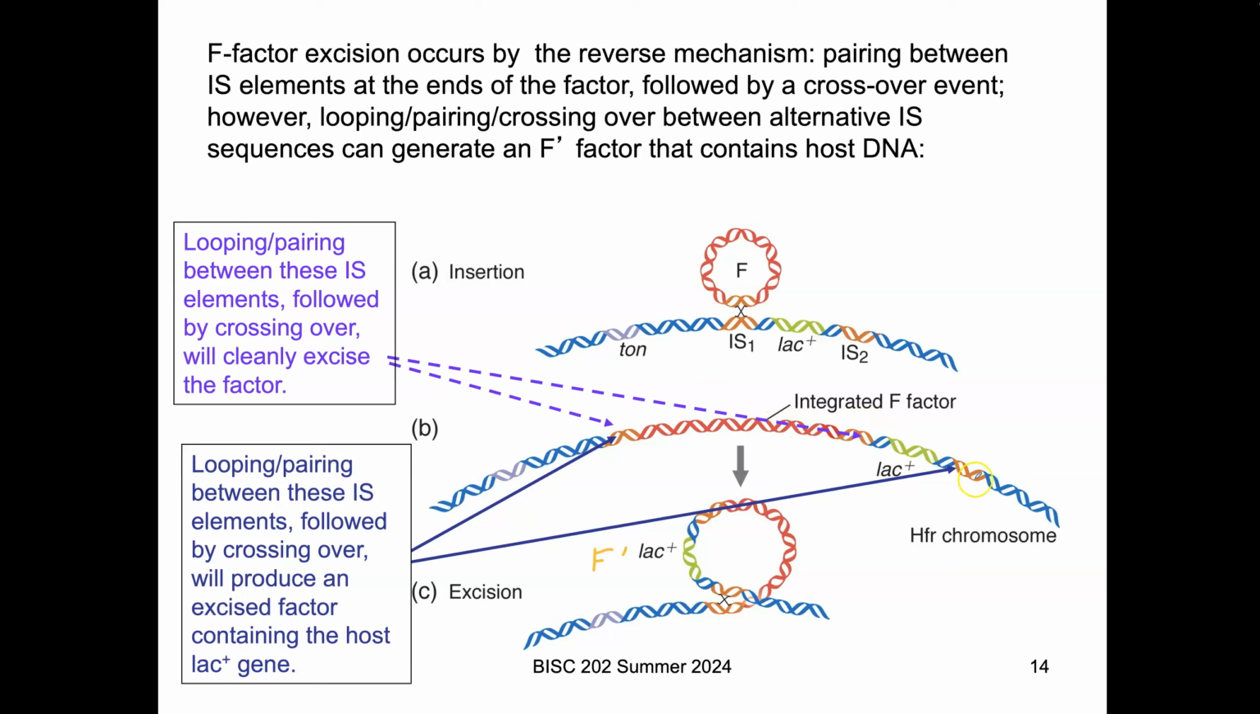If there is an IS factor that's close to the lac genes, and it inserts, and then when it excises, this piece and this piece are supposed to line up, but this piece has the same sequence. And so if these two line up and they cross over and generate a circle again, that circle has picked up some of the bacterial genes, and when it gets transferred to another cell, it's going to transfer those genes along with it. And so that is where we'll start the next set of lectures.